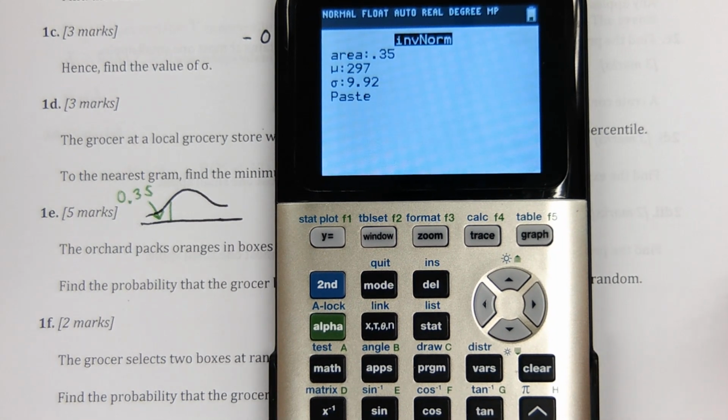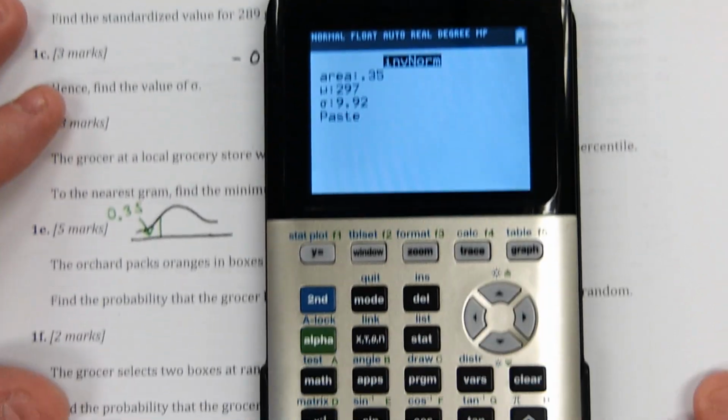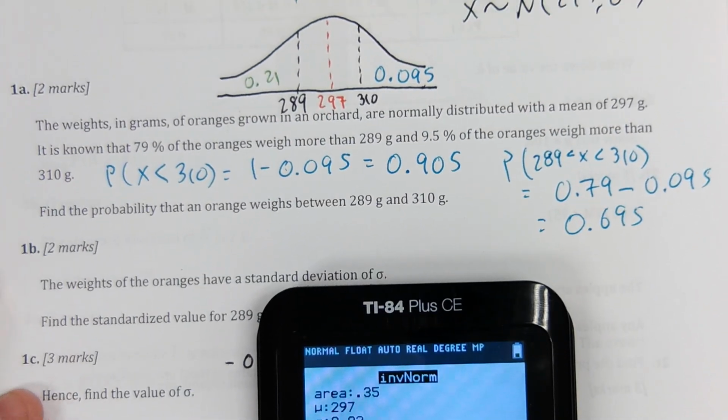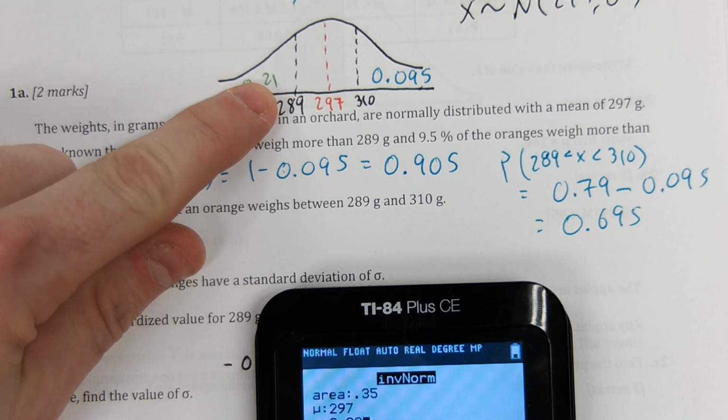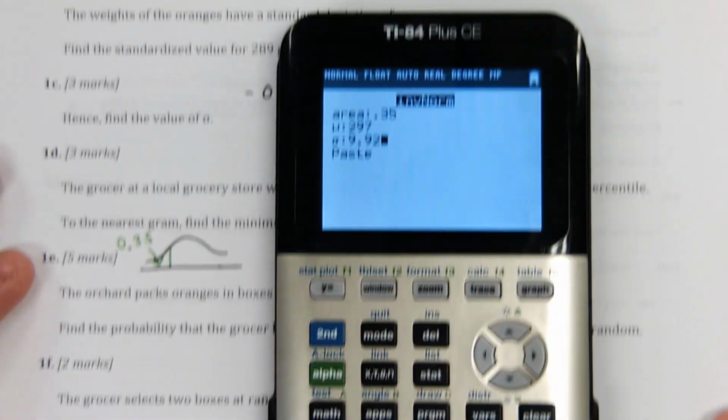If I had left it at 0.35, it would have just told me how many standard deviations I was below the mean. But I need to know the actual weight of the oranges. So this is going to return an x value, so to speak, on this span. And we know it's going to be bigger than 289 because that was 0.21, but we know it's less than 297 because that's 0.5.